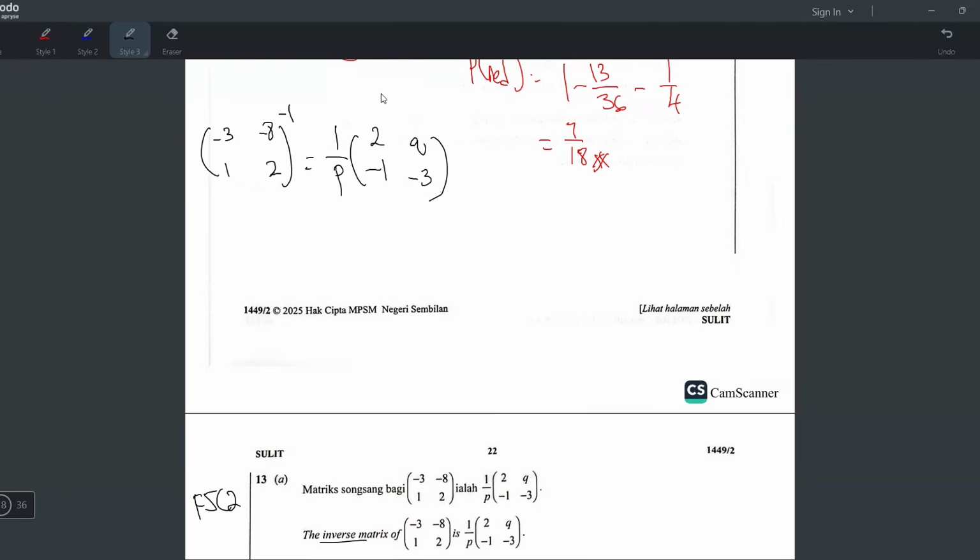Okay, ini baru betul. Okay, how to find inverse? 1 over darab silang, start dari atas. -3 times 2, -6. Tolak dengan darab silang 1 times -8, -8. So, buka bracket. And then kurungan.